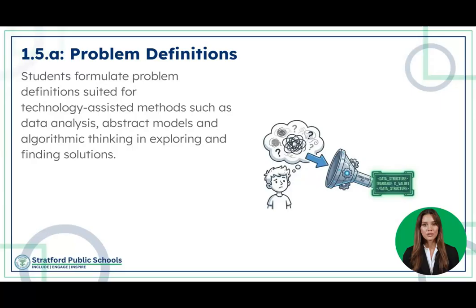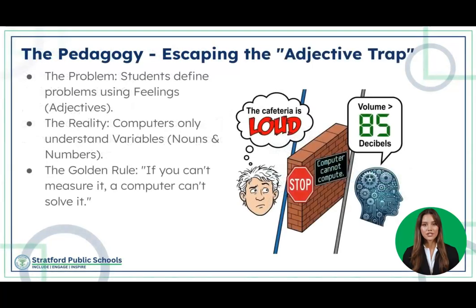We begin with 1.5a, problem definitions. A computer cannot solve "the cafeteria is too loud." That is an opinion. To use technology, a student must reframe that statement into something measurable. They need to define the variables. We have to teach the students a new way of seeing the world. We call this escaping the adjective trap.